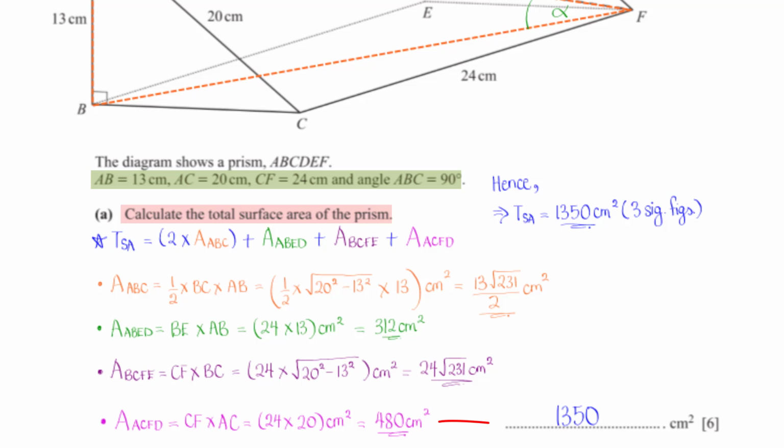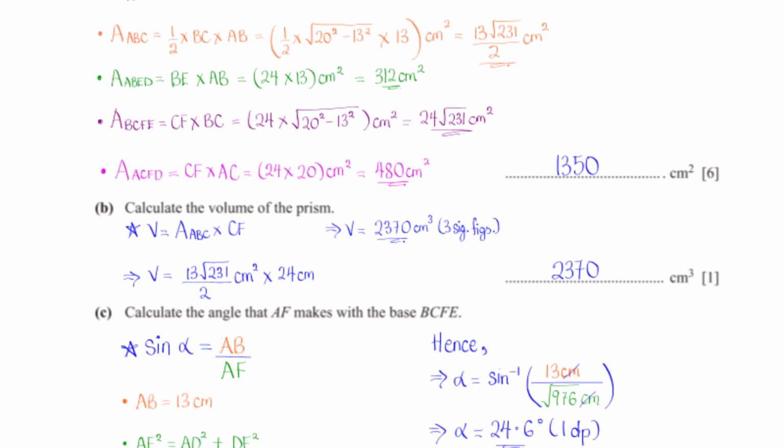The area of rectangle ACFD is equal to 24 times 20 centimeters squared, and this is equal to 480 centimeters squared. And so when we substitute all these values into the equation for the total surface area, we get 1350 centimeters squared, correct to 3 significant figures.